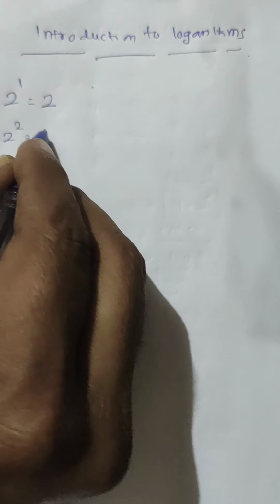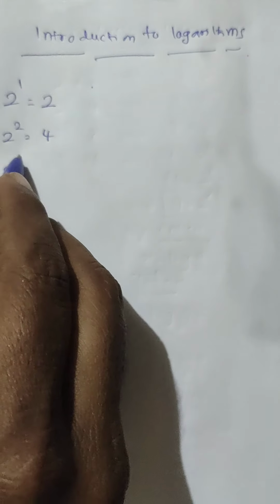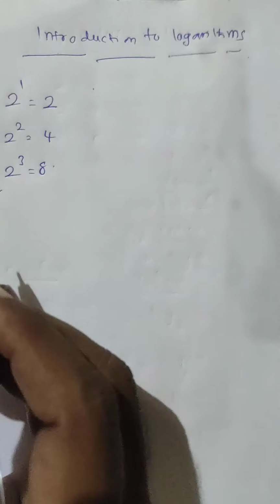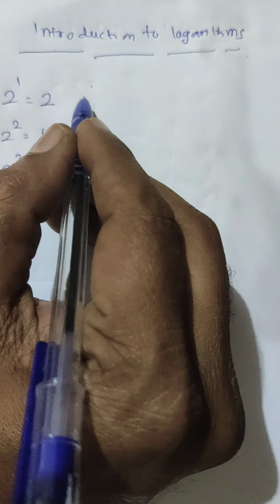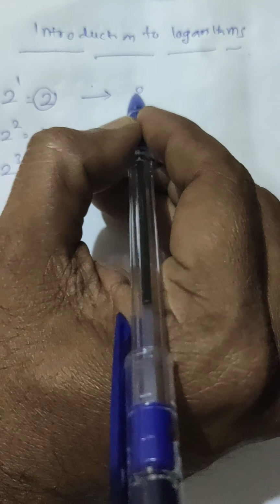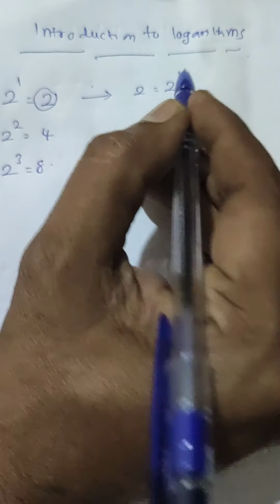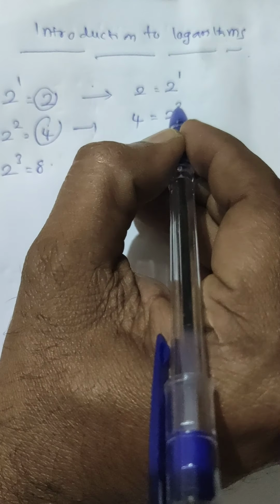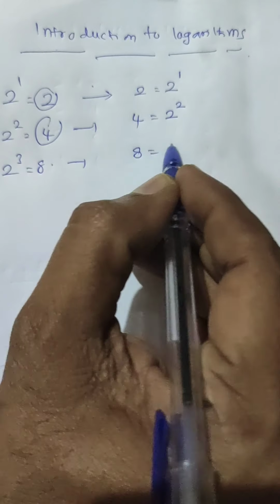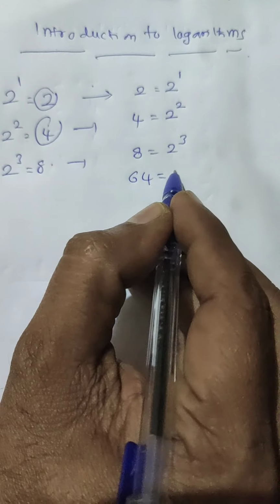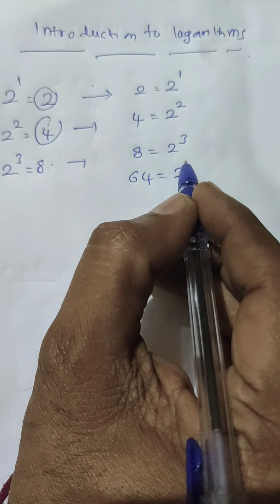Here, 2 power 1 is 2, 2 power 2 is 4, and 2 power 3 is 8. So this is exponential form. If you want to write the converse of this statement, this 2 can be written as 2 power 1. Similarly, this 4 can be written as 2 power 2, and this 8 can be written as 2 power 3. Similarly, 64 can be written as 2 power 6.